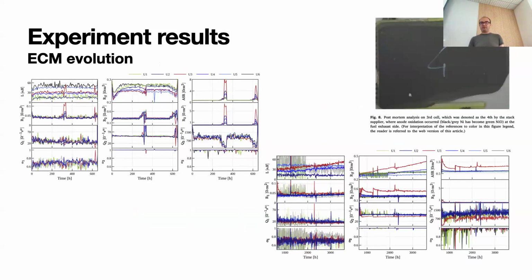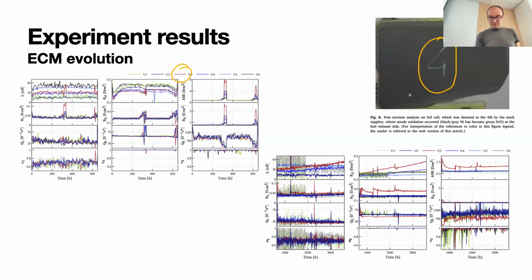After everything was shut down at the end, after 3,600 hours, the manufacturer, we cannot disclose which one it was, it's a European one, took the stack and did a post-mortem analysis. So this is the problematic cell. They marked it as number 4 because we were counting cells from different sides.